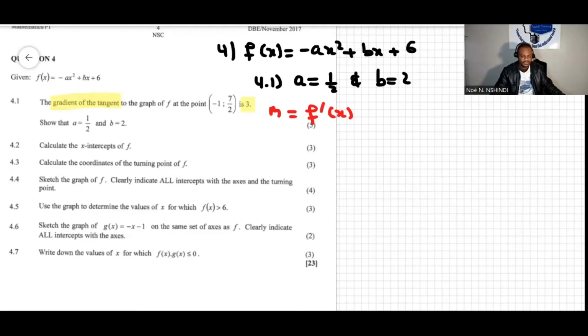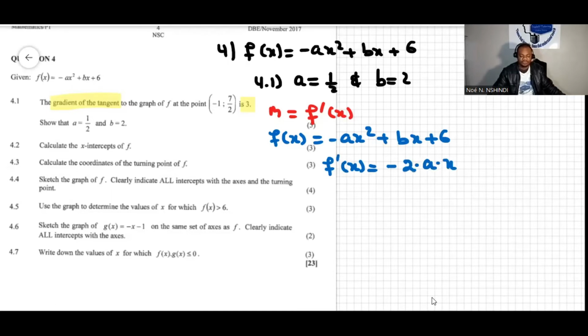How can you do that? First of all, let's find the derivative of the function. Because we have f of x equal to negative ax to the power of 2 plus bx plus 6, the derivative of this function, f prime of x, will be negative 2 times a times x to the power of 2 minus 1, plus 1 times b times x to the power of 1 minus 1, plus 0.